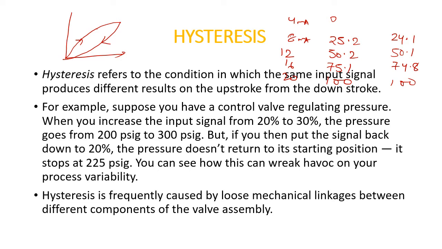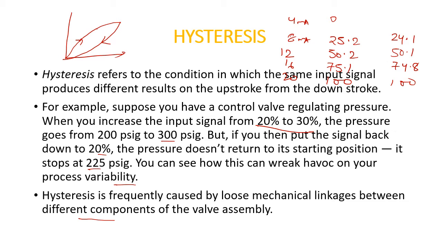Suppose you have a control valve regulating pressure. When you increase the input signal from 20 to 30%, the pressure goes from 200 psi to 300 psi. But if you then put the signal back down to 20%, the pressure does not return to the starting position. It stops at, suppose, 225 psig. This can wreak havoc on your process variability. It means your process cannot be controlled very accurately if this type of hysteresis is present. This may be due to loose mechanical linkage between the different components of the valve assembly.